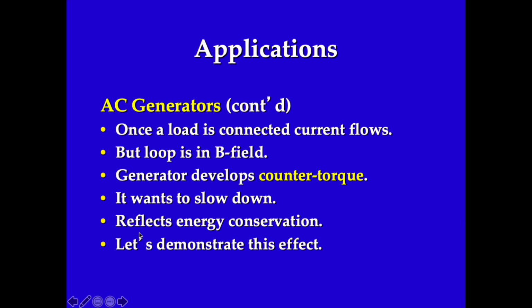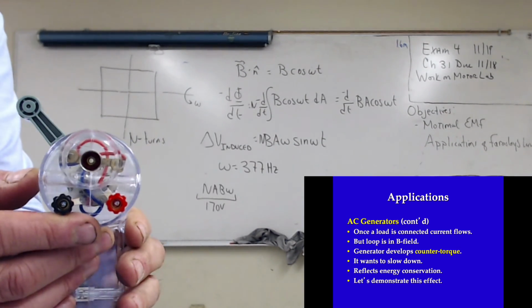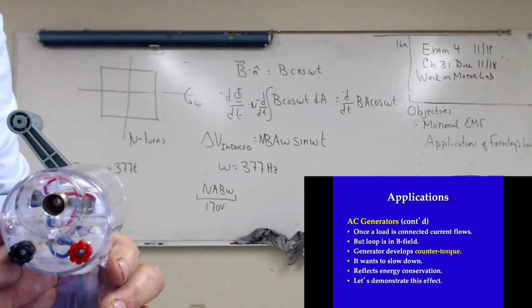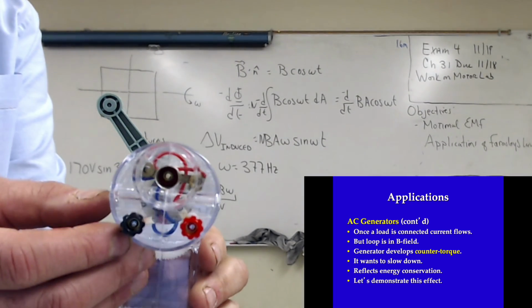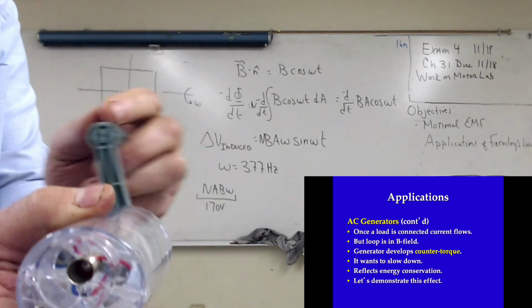So with AC generators, once you hook up a load to an AC generator, then current flows. Let me show you my little AC generator I had in my hand. I can change the screen here. So this is a generator. It's an open circuit generator. This is an open circuit because there's nothing connected to it. The two ends are open, and it spins very easily.